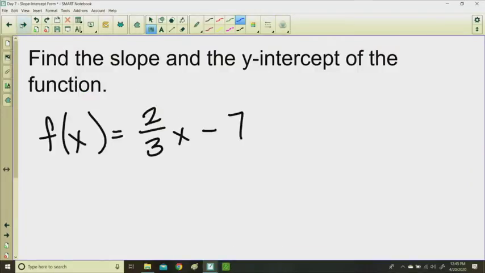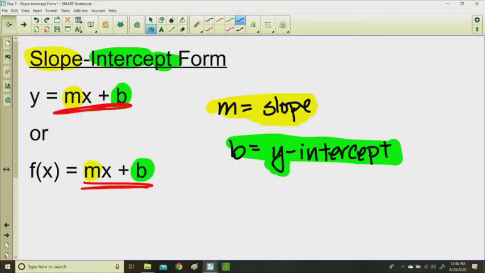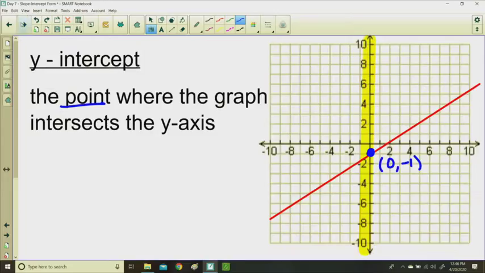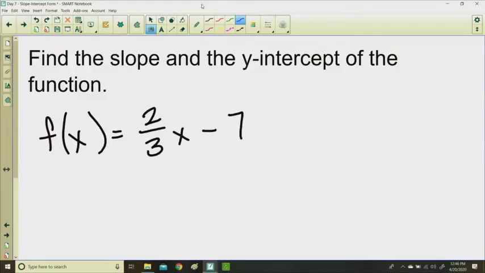All right, so now let's go ahead and practice real quick. Let's go ahead and find the slope and the y-intercept of this function. So the first thing you need to do for graphing, oh, by the way, I totally just skipped over the objective. The objective is to graph linear functions. Okay, so we're gonna go ahead and do that. Hopefully you can make some graphs on your notes. All right, there you go.